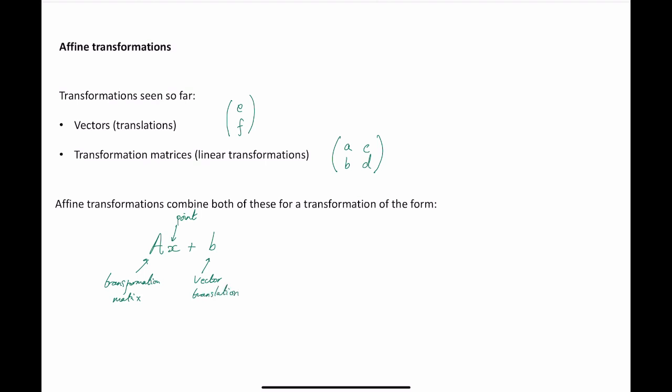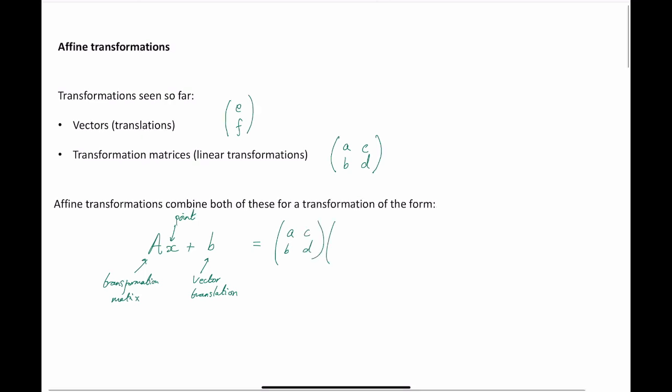Okay, so if we're thinking about what that looks like as a matrix, you'll have some transformation matrix, A, B, C, D, multiplied by your point, so some x, y coordinates, and then you're adding on some vector translation. Okay, and it works just like normal algebra. We do that multiplication, that vector multiplication first, and then we add on that translation.